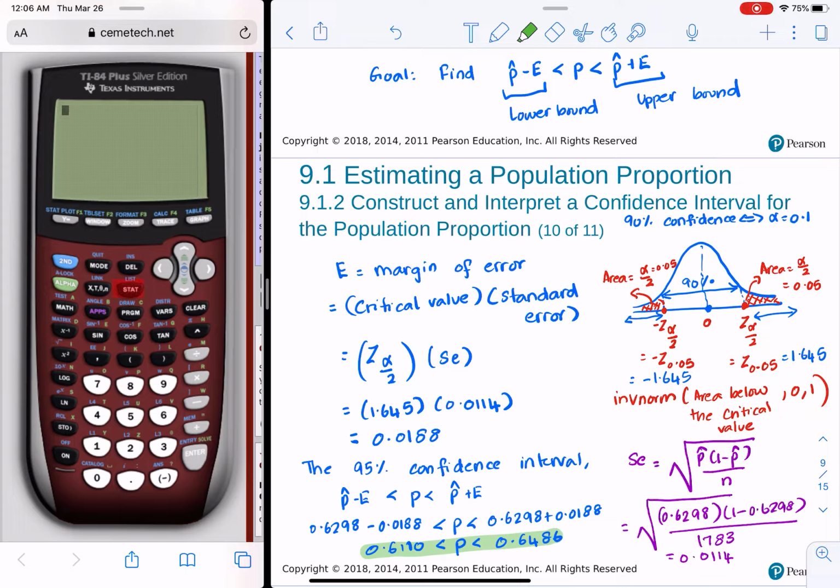Even though this process is quite elaborate, the calculator can simply do this for you. All we have to do is press Stat, over to Tests, and we scroll down to 1-PropZInt, option A. It's asking for the value of X, which is 1123, the value of N, which is 1783, and the confidence level, which is 0.9. Enter and calculate, and we end up getting the same answer, 0.61103 and 0.64865. So you can do this manually, or you can simply use the calculator to find the interval.